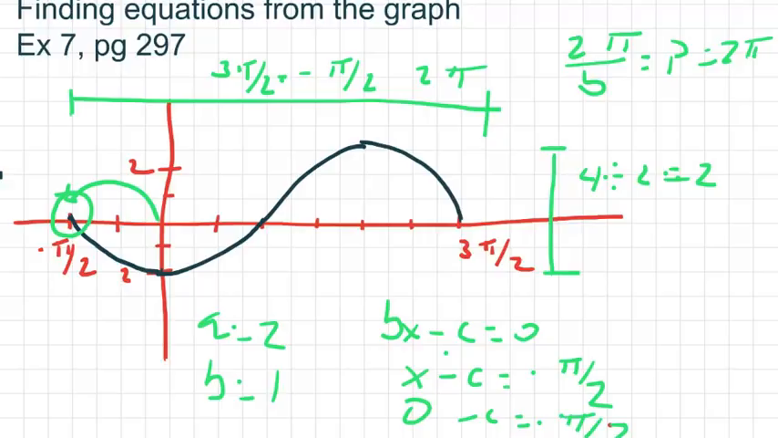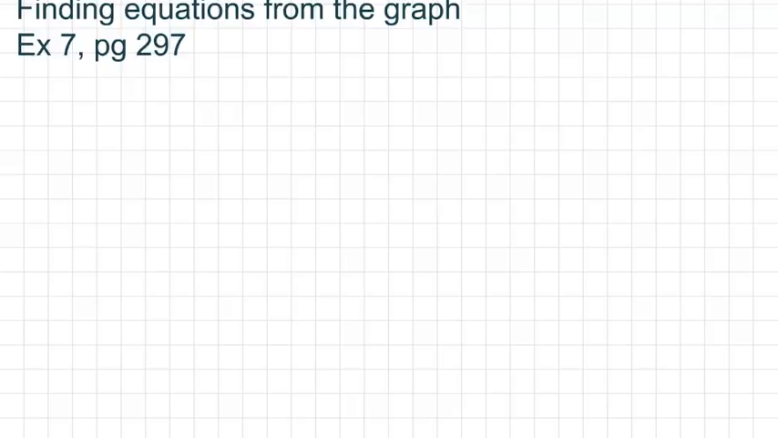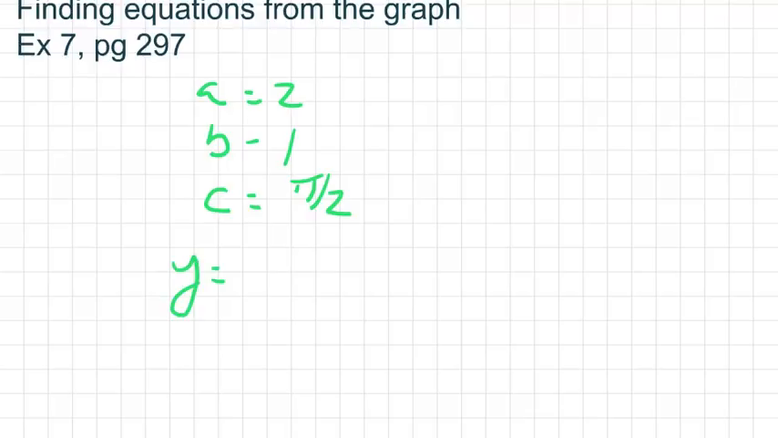So now we have everything that we need to write the equation for this function. Since we found a is equal to 2, b is equal to 1, and c is equal to pi/2, we can write our equation for the function as y is 2 sine x minus pi/2, which is the solution given for example 7. And you will do problems 75, 76, and 77, and probably your assessment problem exactly the same way.